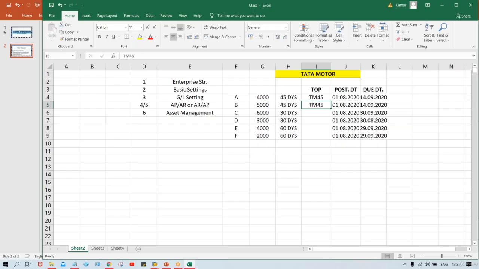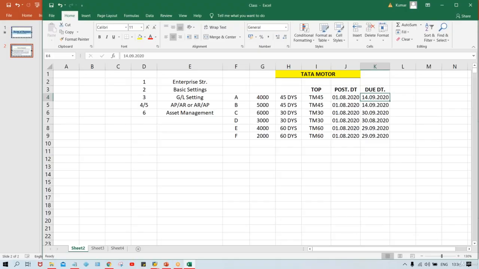TM45. So TM45 is going to be assigned. TM30, again TM30 is going to be assigned. TM60. Likewise, multiple terms of payment are going to be created, and at the time of creation of the vendor master, in the vendor master itself we are going to give this terms of payment. So whenever invoices are posted, the system automatically triggers the terms of payment which we have assigned in the vendor master, and the due date is calculated by the system automatically.